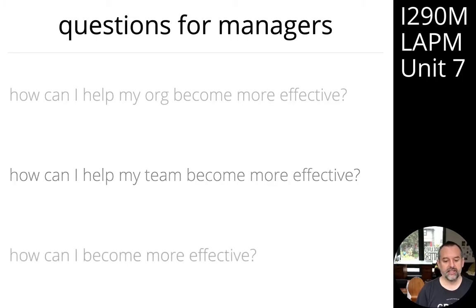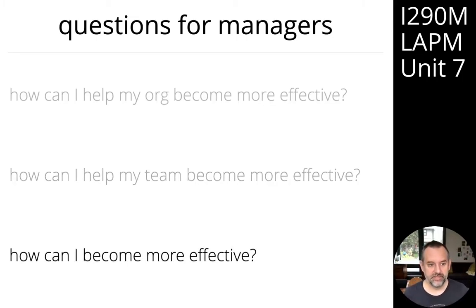And then finally, there's a self-development piece, which is how can I become more effective? What can I do to get better at my job? And so in the same way that you're helping the people on your team grow in their careers, you have to work out how you can grow in your career and how you can become more effective at helping the team and helping the organization.